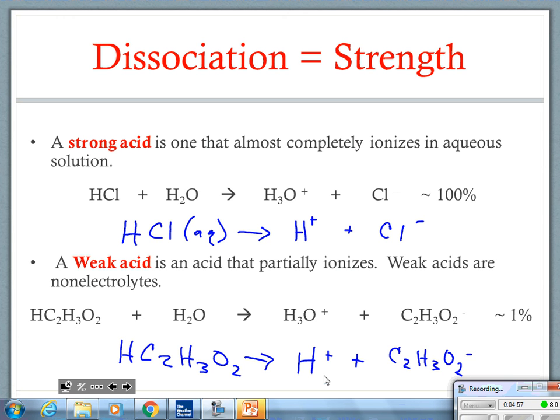But the important thing about this slide is strength is equal to dissociation. The stronger the acid, the more it dissociates into the ions. So if you look, here is hydrochloric acid, HCl. HCl, if you look on the pH scale, is a very strong acid. Well, when we look at the amount of dissociation, almost 100% of that acid dissociates into the H plus ion and the Cl minus ion if it is in water. That makes it a very strong acid.